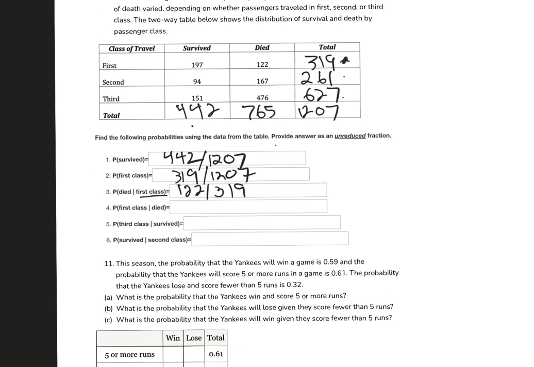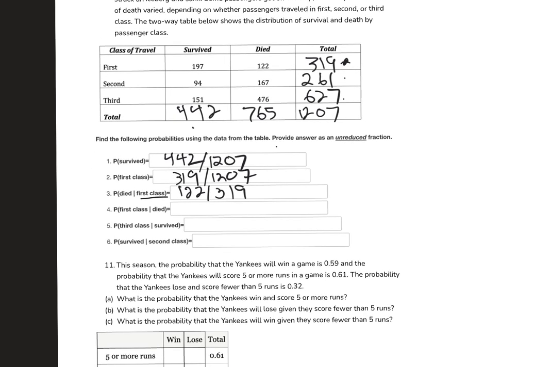Okay. Then we look at the probability that someone who died was first class. So now we're only looking at all the people who died, and that's now our denominator. How many of them were first class passengers? That is the same numerator that we had above, because in both cases we're talking about first class passengers who died. But the denominators are different, and the denominators are indicated to us by what is following the vertical line here.